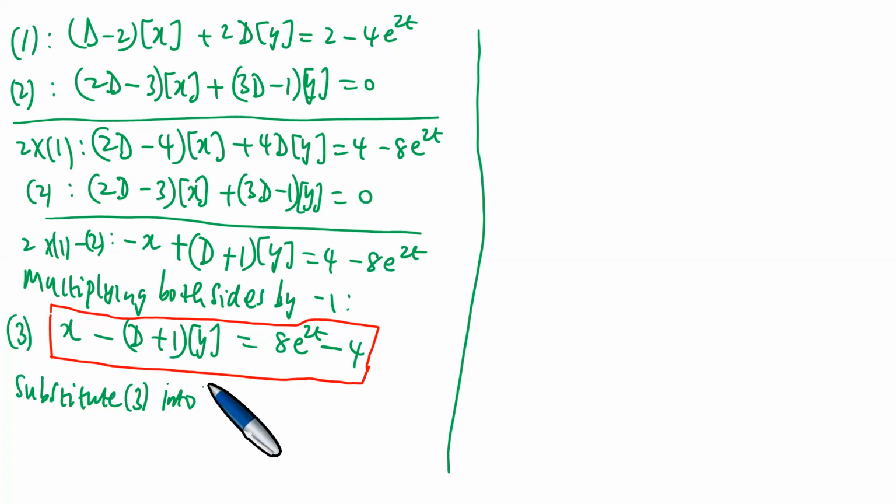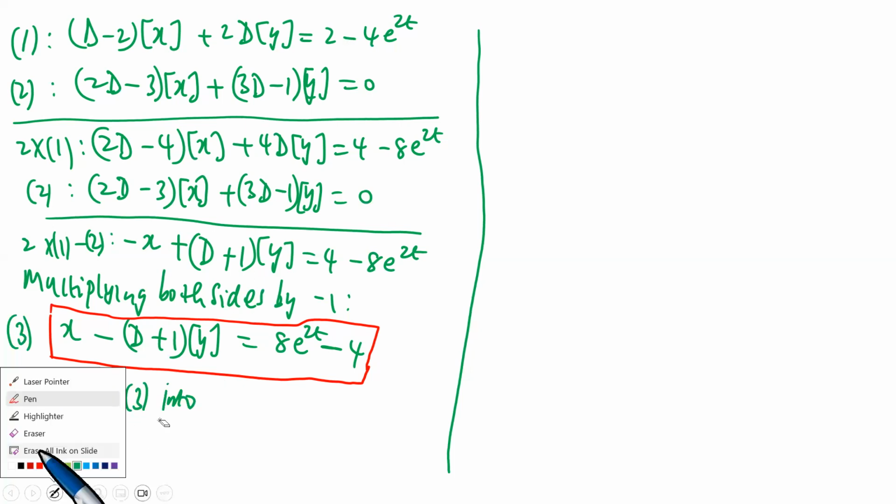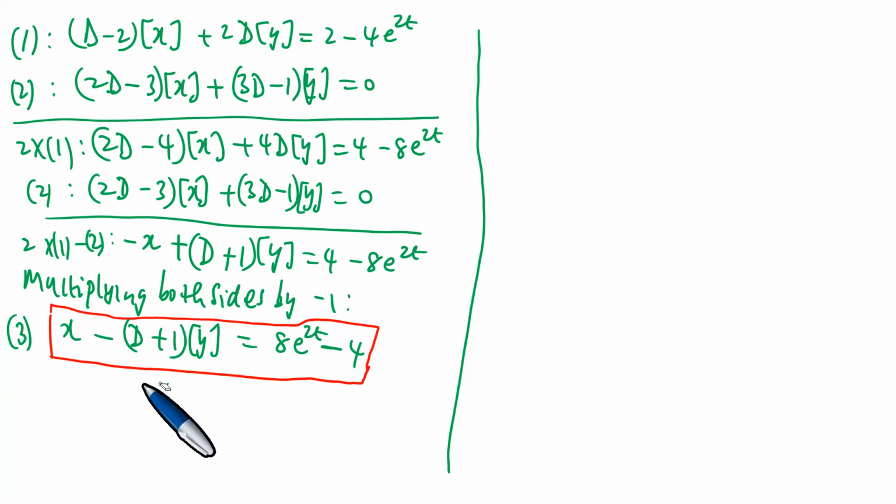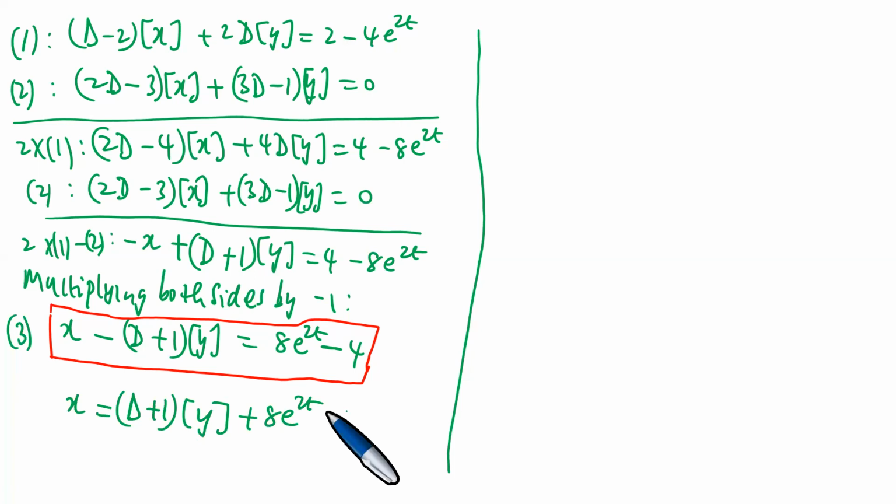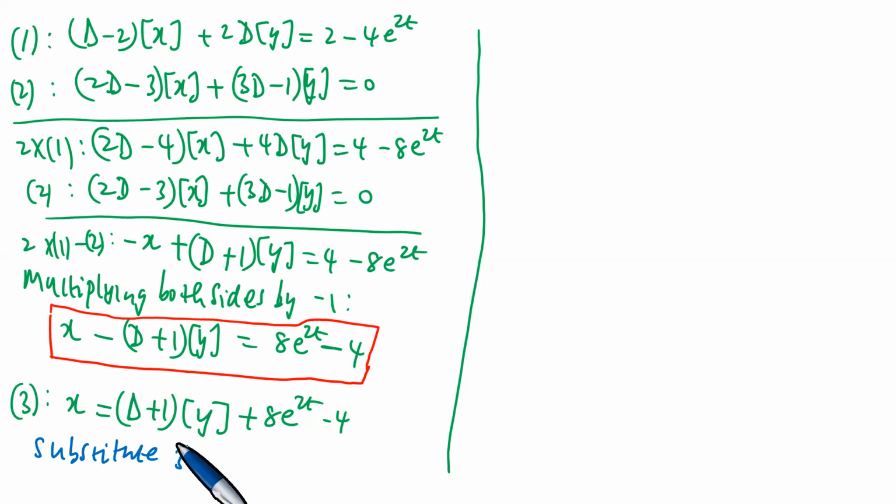into... Okay, it's not nice to substitute yet, perhaps. Let me perform a little bit of algebra on it and make x the subject straight away. If you make x the subject, we get x equals (d plus 1) operator on y plus 8e to the twice t minus 4. Let's give it the name equation 3. It's better we label this one because x is already the subject. And then at this point, we proceed to say substitute 3 into 1.